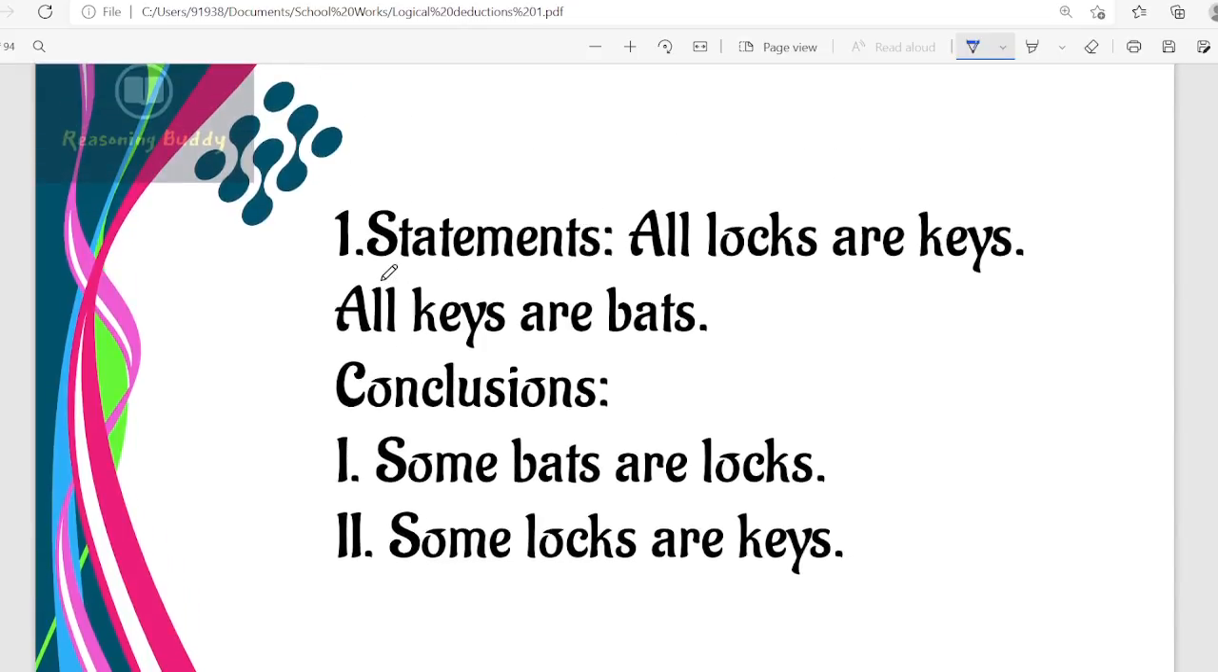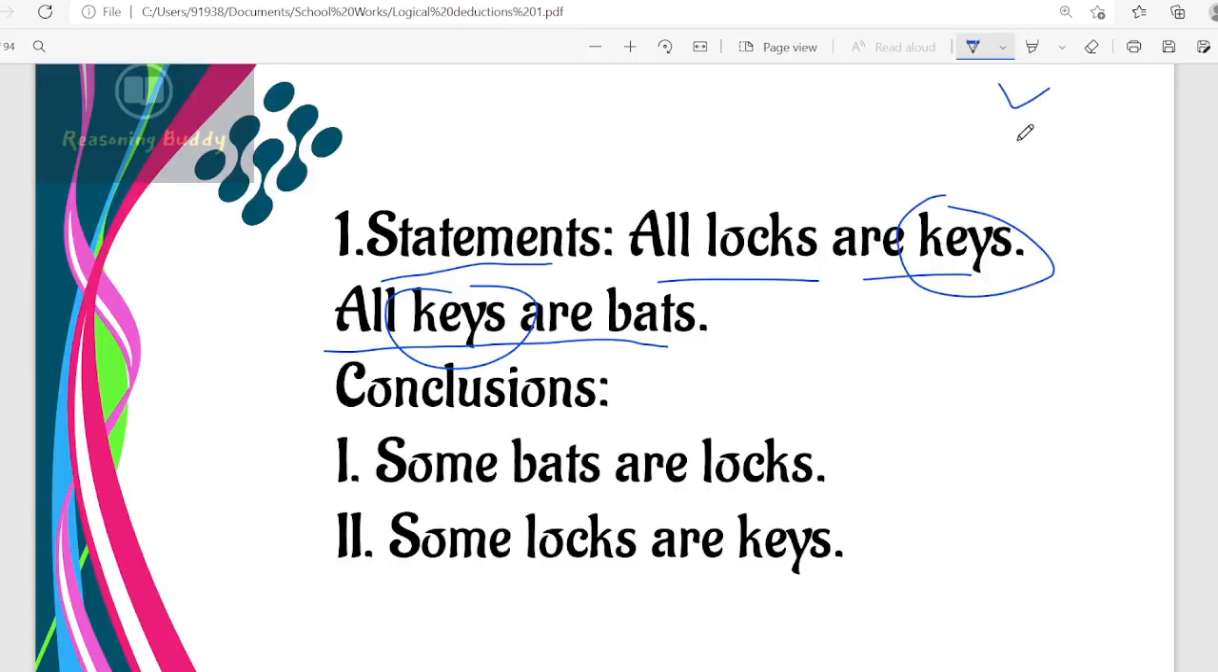Yeah, another type of questions. All locks are keys. All keys are bats. So what is the common thing? Common one is keys and it is distributed at least once. Okay, first two rules are confirmed and third, fourth, up to sixth rules are not applicable. So seventh rule, that is, what is the non-distributed term here? This is the non-distributed term at least once. So it should be in the answer. Okay. So where the bats is in conclusion. So conclusion one is right.